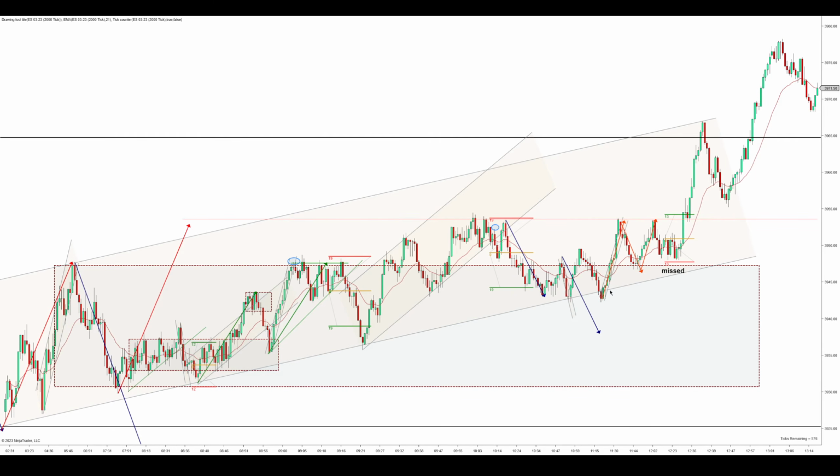It did succeed, and then we had this failed second entry, big picture form, and I liked it for 1-to-1 because it's a good entry, but you wouldn't want to push the target very far because you are into that major measured move. There are people trying to go short up here, and people trying to go long, continuing this trend.